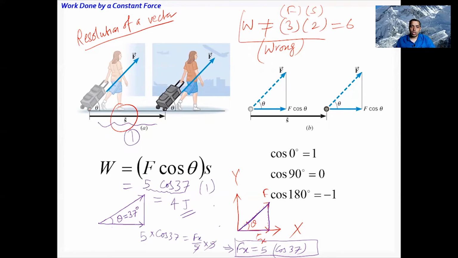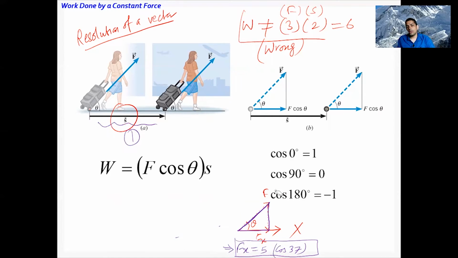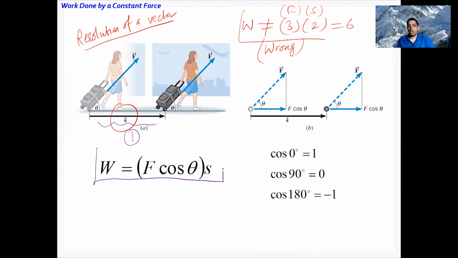Now how about the other component of the force? The other component of the force is not useful. Only the component which is in the direction of displacement is useful. So this is the most general formula for work.